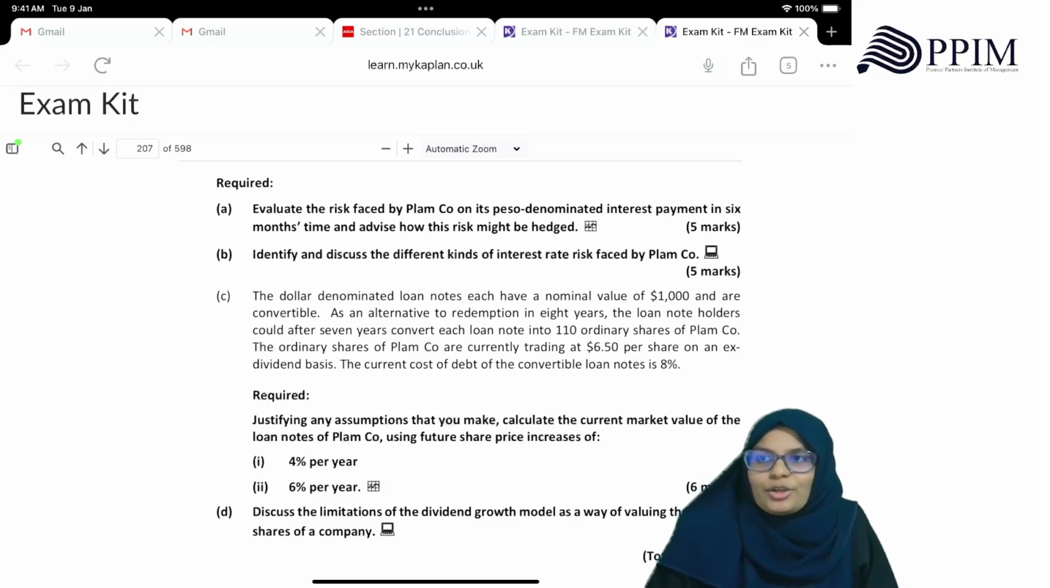Now they are asking you, justifying any assumptions that you make, calculate the current market value of the loan notes of PLAM using the future share price increases of 4% and 6%. So what they're trying to say is this.